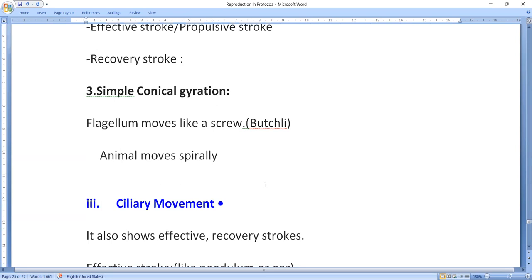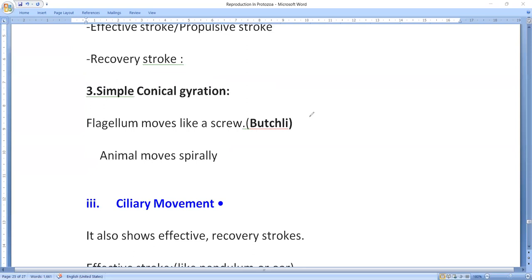Then simple conical variation. The flagellum moves like a screw, rotating around the central axis. So that is simple conical gyration of the flagellum. Right. So that is about the flagellum.